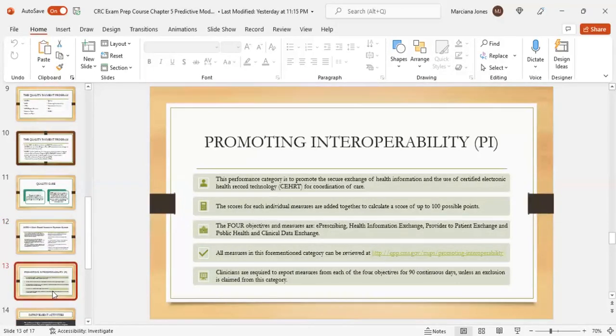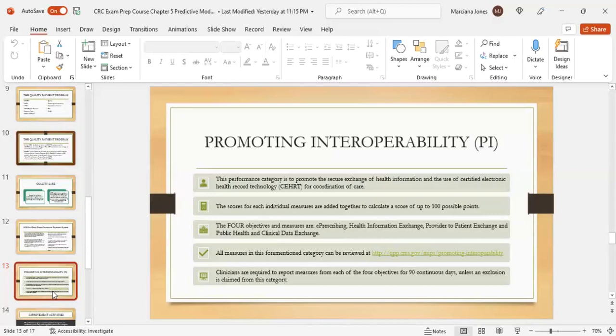Promoting interoperability. There is a category called promoting interoperability. This performance category is to promote the secure exchange of health information and the use of certified electronic health record technology for coordination of care. Basically, I'm saying, you know how now when we go to the physician's office, they'll give us an access code. We can access things through the portal, our medical records, schedule online, all of these things that we were not able to do a while ago. So this is promoting interoperability, promoting the coordination of care through electronics. This is the category that they're measured on as well.